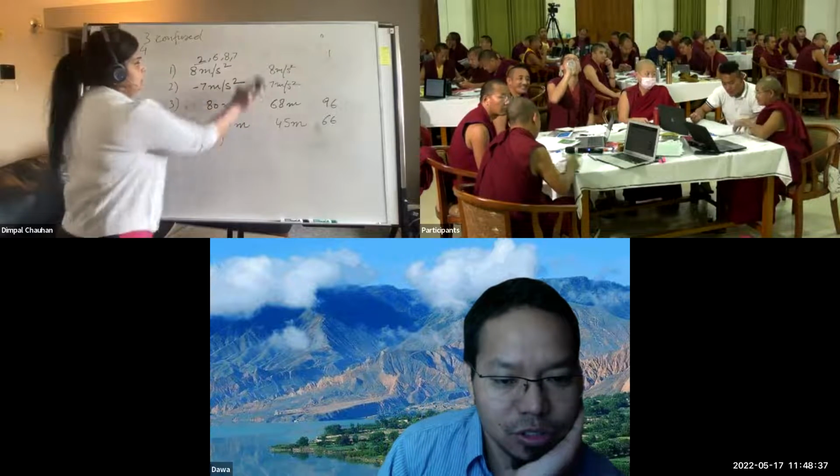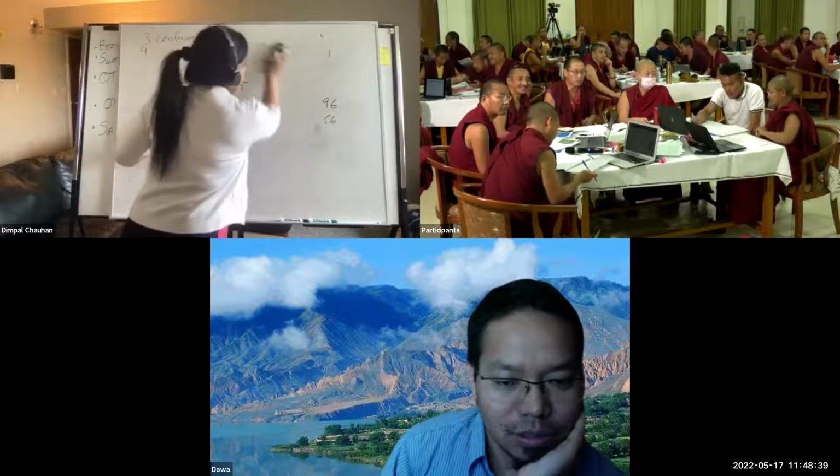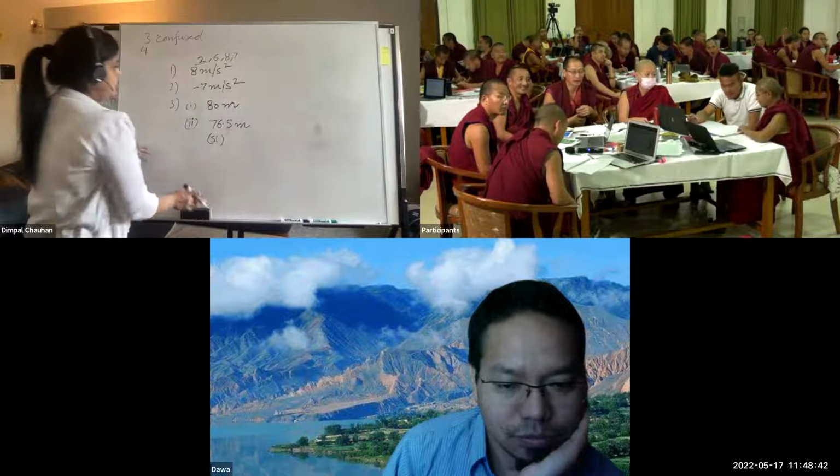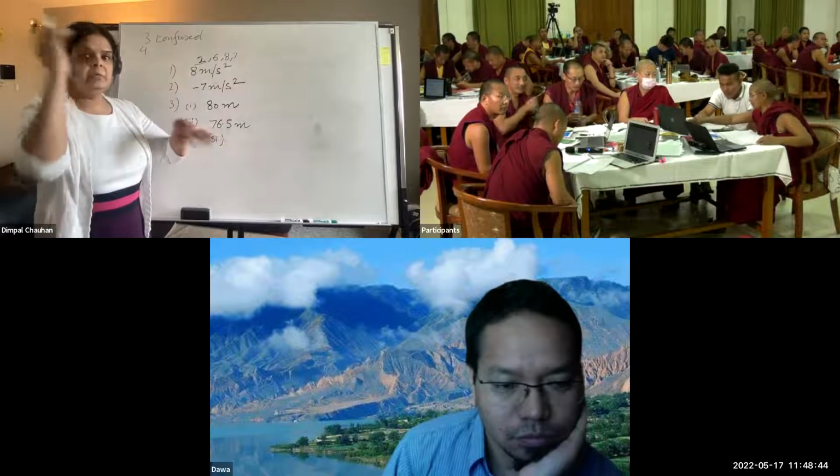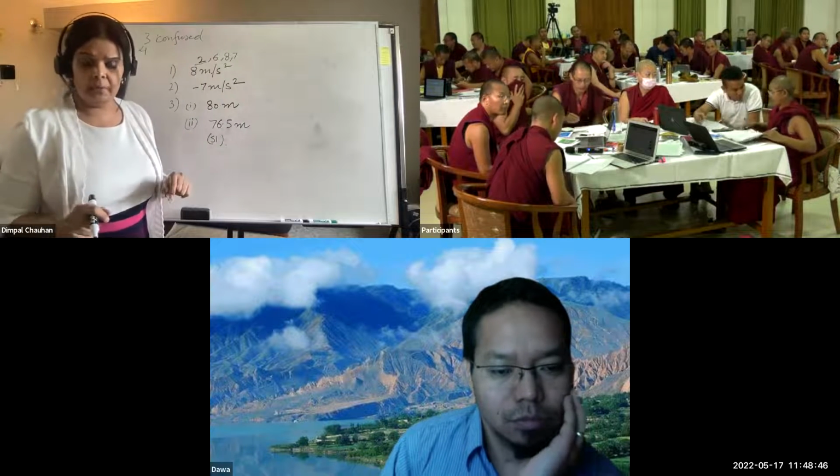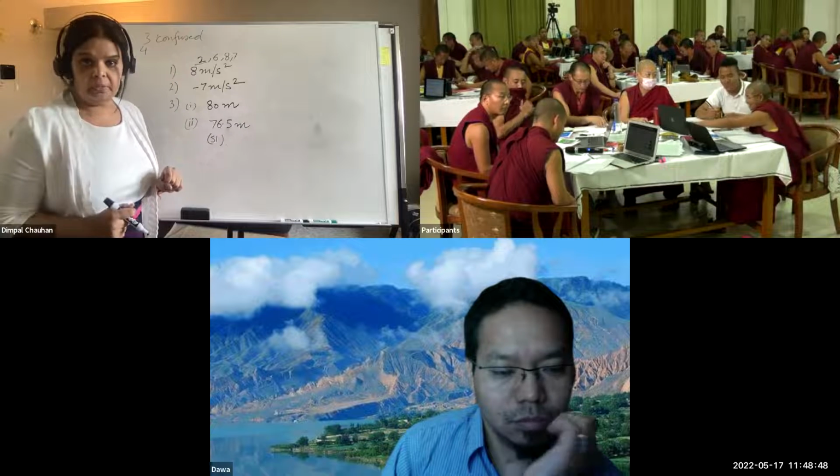Right? Yes. So for the first two, everybody got 8 and -7. Perfect. So they know what is VI, VF in both the first and the second problem. I'm going to do the third one now, okay?